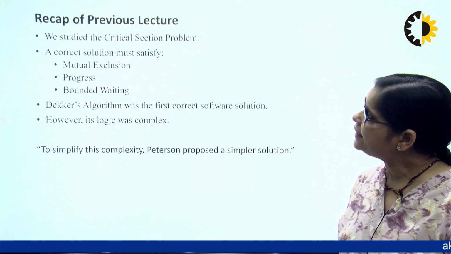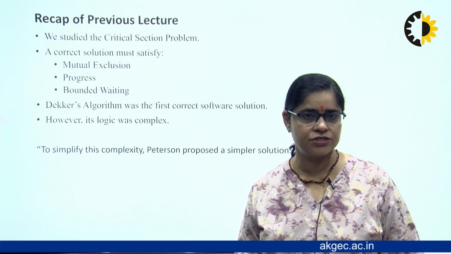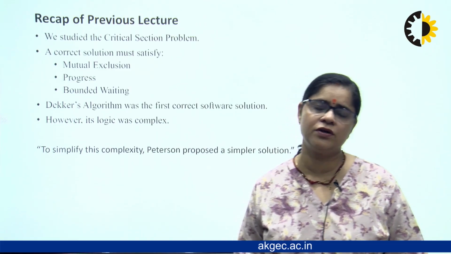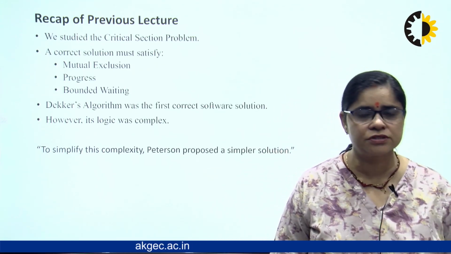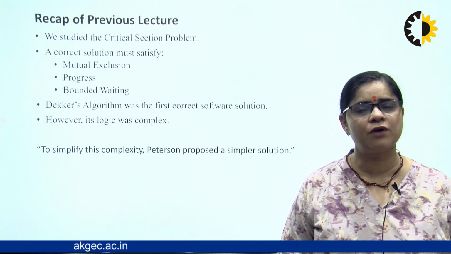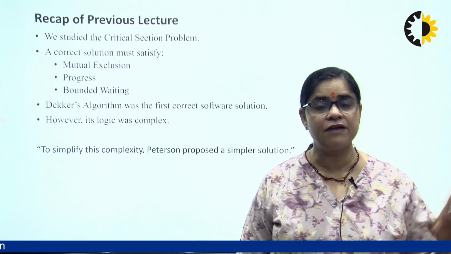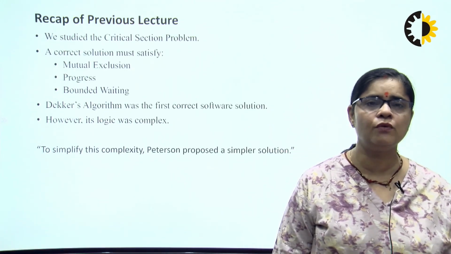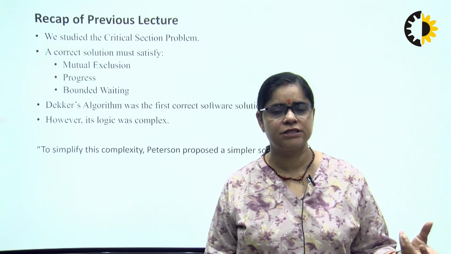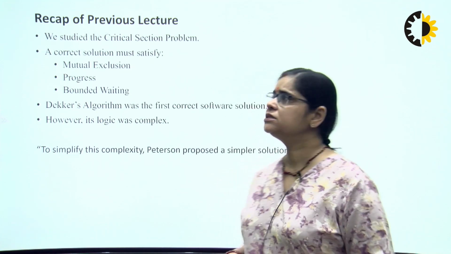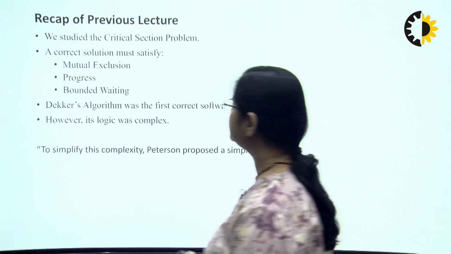Taking a recap of the previous lecture, you have studied the critical section problem. A critical section is a part of the code where shared resources are accessed, and we find a problem when multiple processes want to access them at the same time. That leads to the problem of the race condition. To overcome the race condition, the solution must satisfy 3 parts: mutual exclusion, progress and bounded waiting.